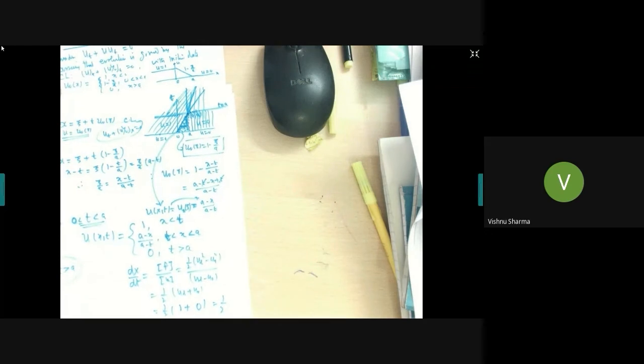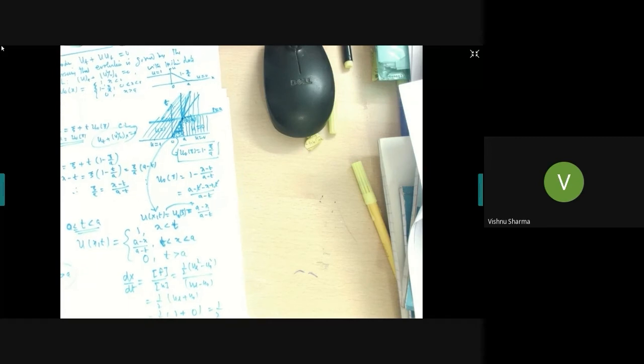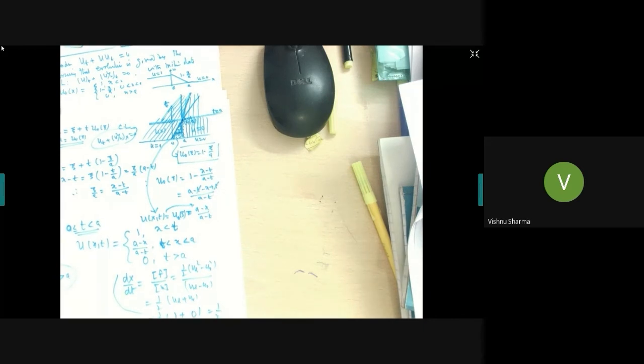How to determine this constant? Which condition? We have used the RH condition. Using the RH condition, we have got this form of the discontinuity: x is equal to t by 2 plus constant. Now the constant is to be determined. That constant can be determined only with the help of the initial condition.